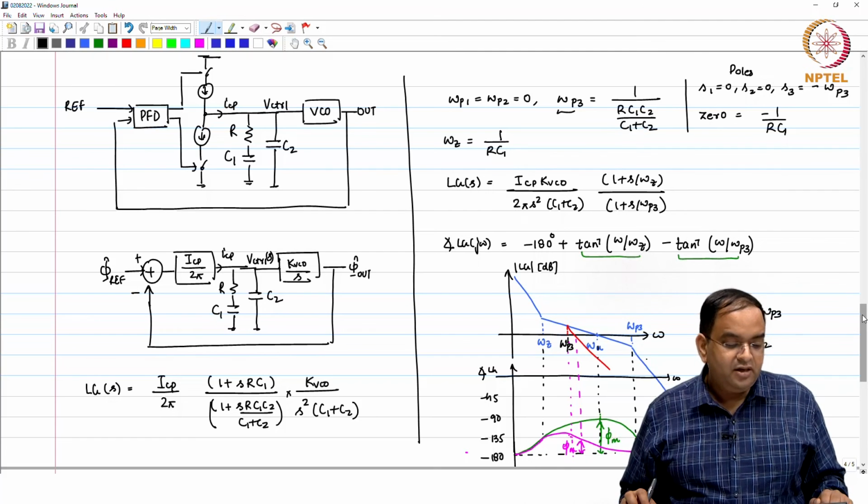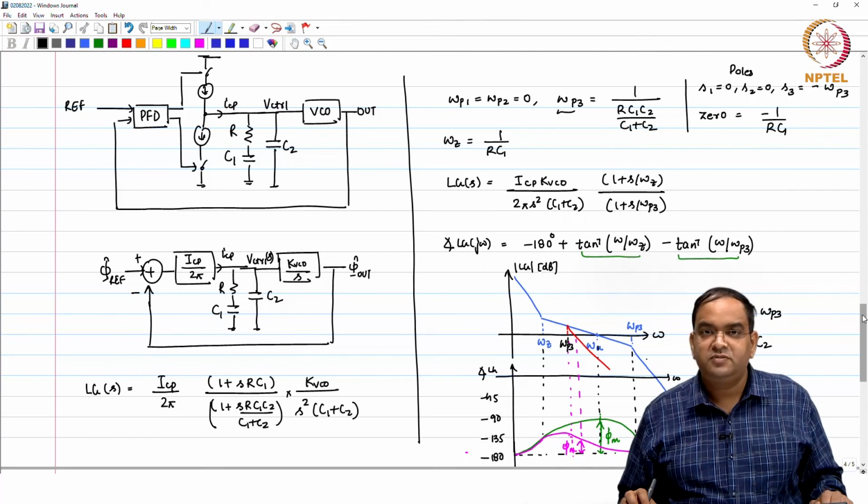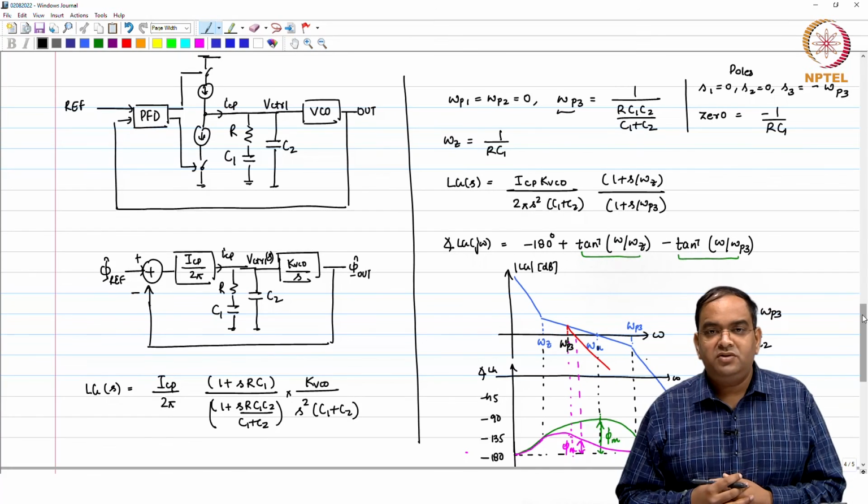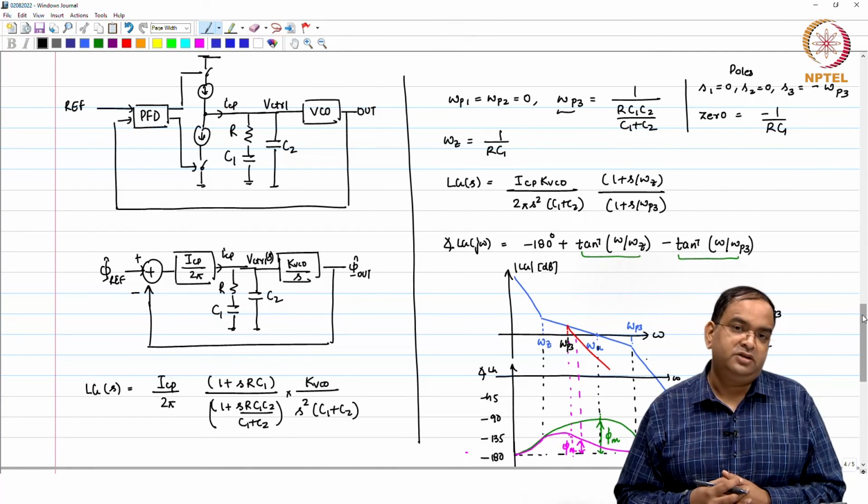So, we need to look at how we are going to choose this phase margin, how we place omega p3 in our system. Okay. Thank you.